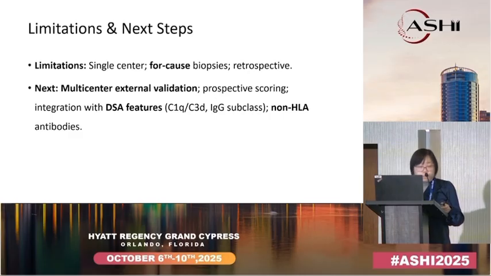So we do have limitations in our study. As I mentioned before, this study is retrospective, single center, and only includes for-cause biopsies. So for us, the next step would be multi-center external validation, prospective scoring, and integration with more immunologic features like complement-binding DSAs and also non-HLA antibodies.